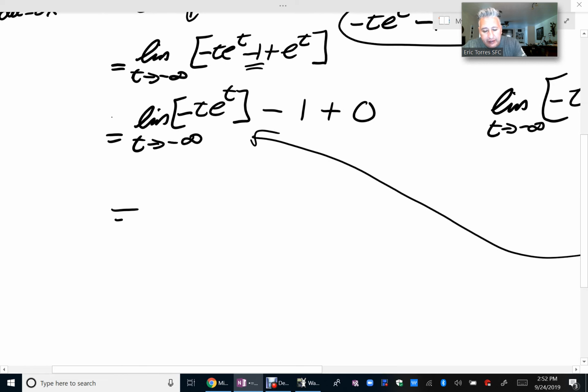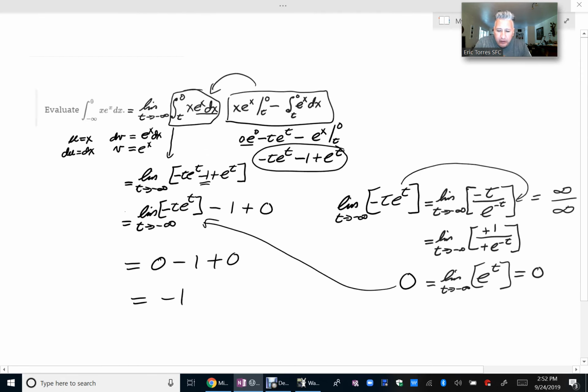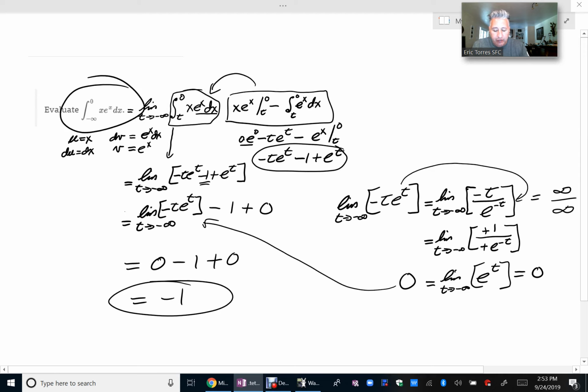So my final answer is 0 minus 1 plus 0, or negative 1. So I was able to evaluate this, and I ended up with negative 1, which means I have convergence. So that's it.